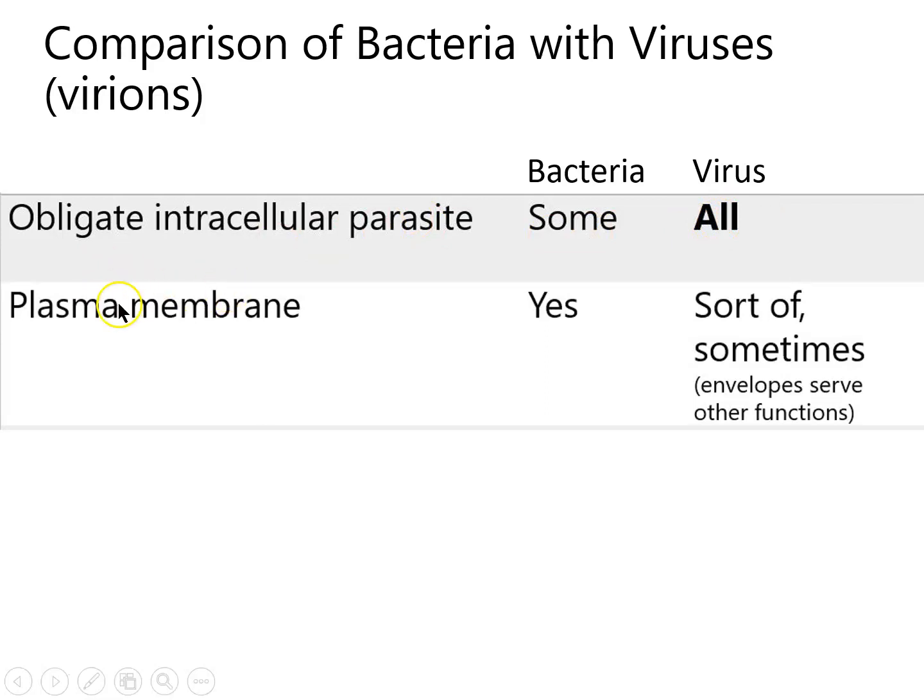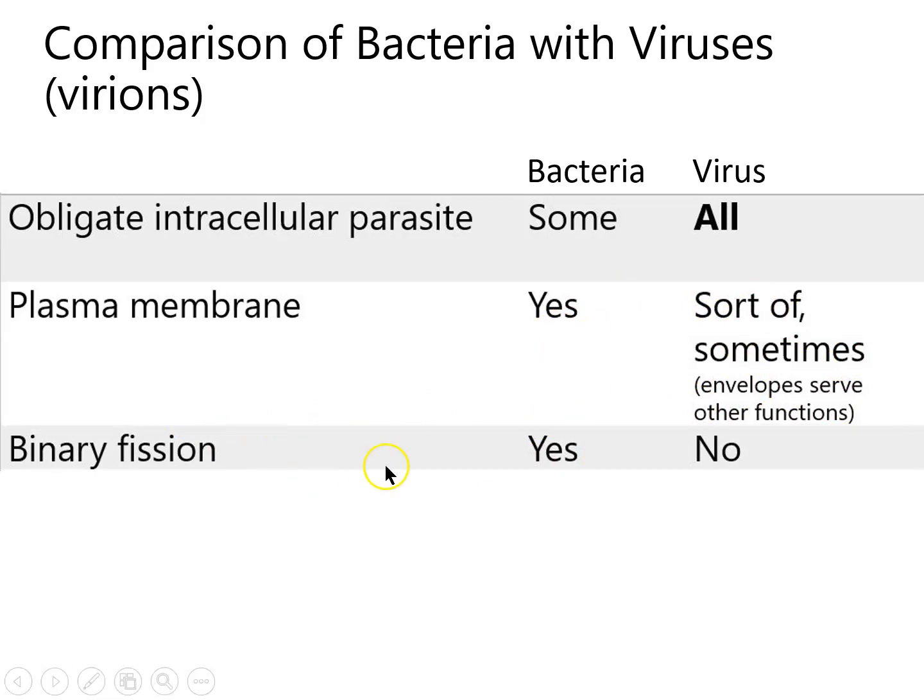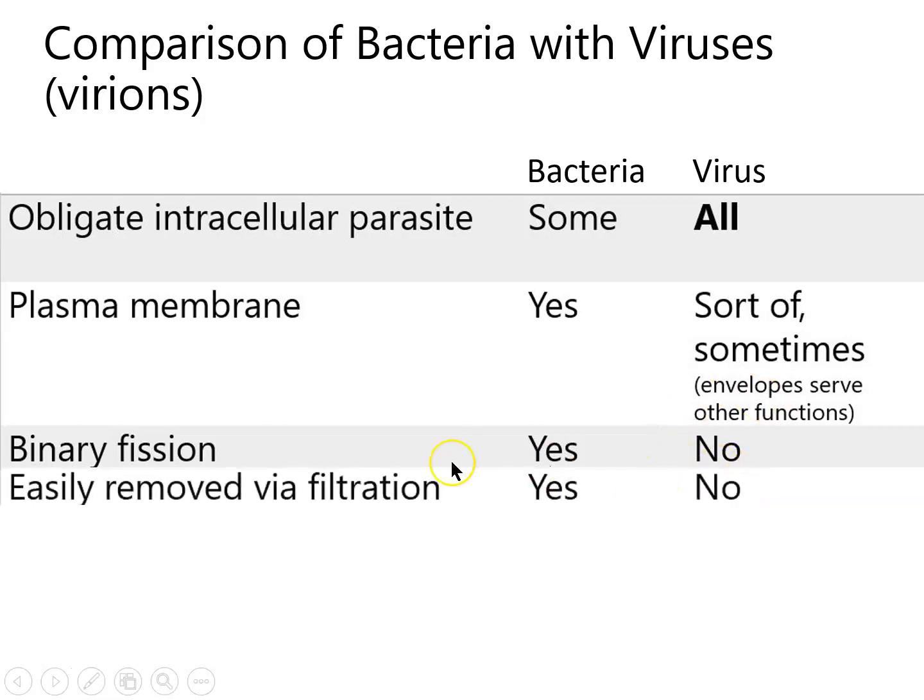Do they have plasma membranes? Bacteria have to, right? They have to separate the inside from the outside. Viruses only do if they need an envelope. They don't do electron transport. They don't move proteins in and out. They wear a membrane instead of needing to use a membrane. Do they divide by binary fission? Bacteria do, viruses don't. Viruses are assembled at full size.